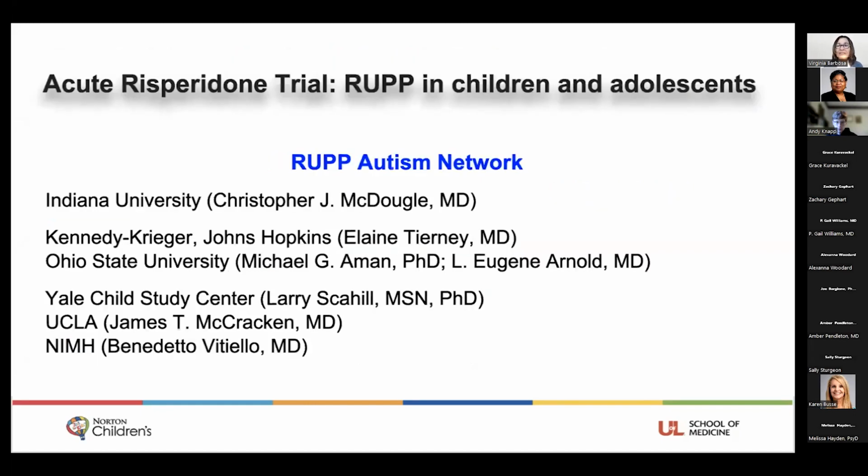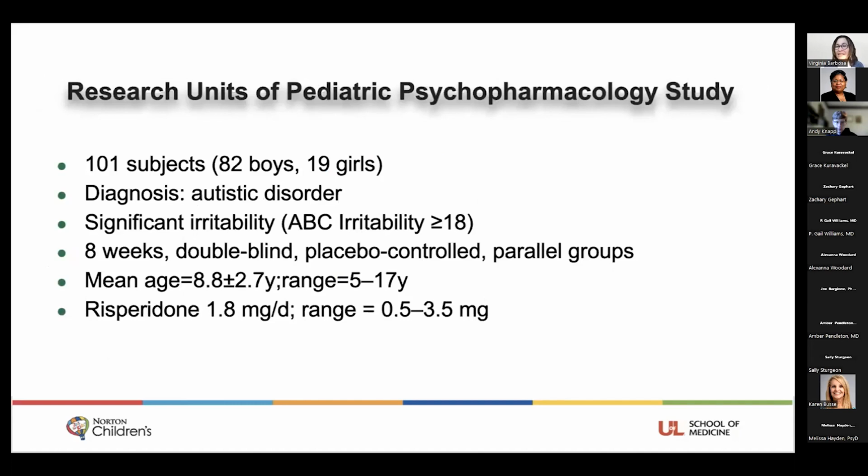The RUPP study was the largest well-designed study to evaluate risperidone use in kids with ASD. It's the Research Units on Pediatric Psychopharmacology, a multi-center, really well-designed study. 101 subjects, diagnosis of autism, significant irritability with ABC-I higher than 18, 8 weeks, double-blind, placebo-controlled. The mean age of the subjects was around 8 years old, and the mean dose of risperidone was 1.8.